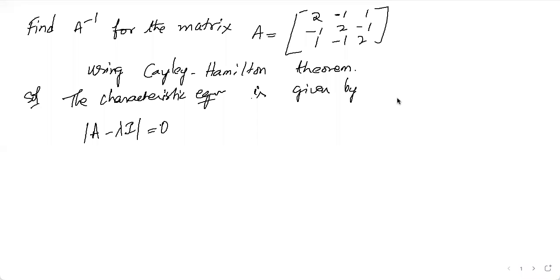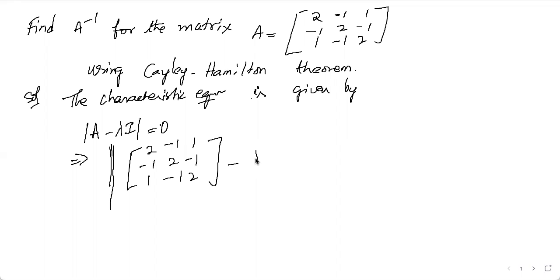Let us find A inverse for the matrix A using Cayley-Hamilton. The characteristic equation is given by |A minus lambda I| equal to 0. So that would be A, which is 2, minus 1, 1, minus 1, 2, minus 1, and 1, minus 1, 2, minus lambda times 1, 0, 0, 0, 1, 0, 0, 0, 1, which is equal to 0.